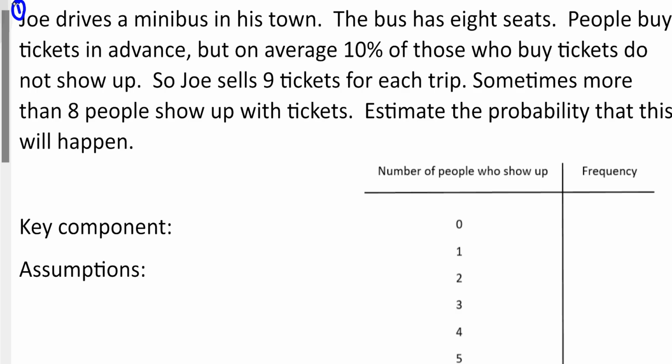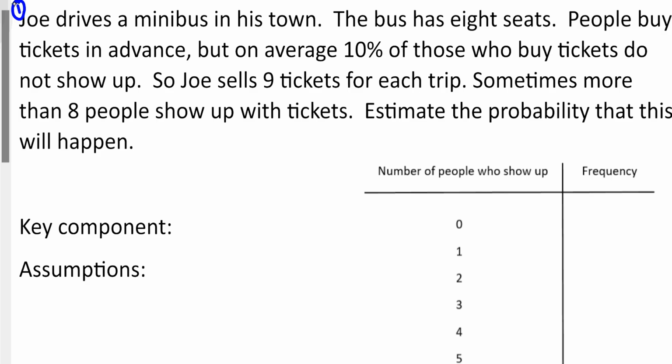So we want to know the probability that that will actually happen, where more than 8 would show up. So meaning 9 or 10. And well, I guess he only sold 9, so only 9 would. Yeah. So what's the probability that 9 would show up?